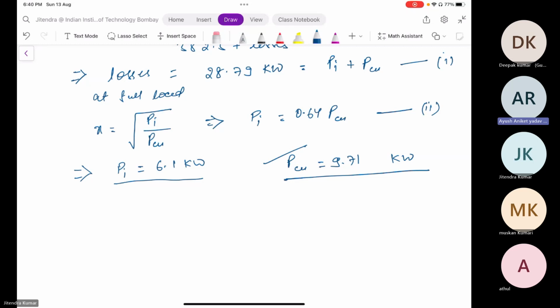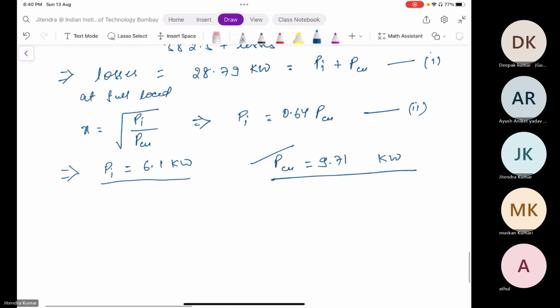Sir, but I got 17.55, sir. Then you must have done some calculation mistake, I guess. You verify it once more and let me know. Yes, sir. PCU is equal to 28.79 upon 1.64. Okay. I don't know how you are computing.